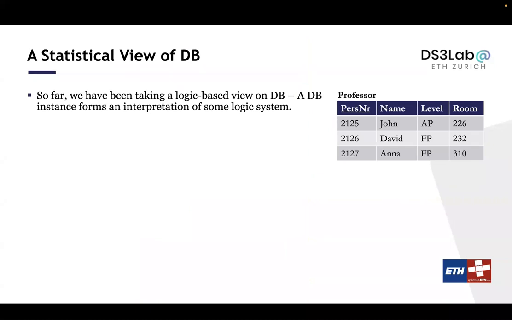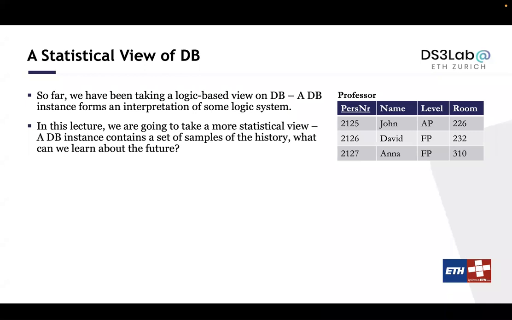So in this lecture, we are going to go through an alternative view about what data are inside your database. Instead of taking this logic-based view, we are going to take a more statistical view. What do we mean by that? Instead of the database containing all the facts that we assume to be true, we start to think about the database as containing a whole bunch of examples that happened in history. And what we want to do is see whether we can take as input those historical records, those samples from some distribution, and reason about the future or about properties of the distribution that we never see at this moment.